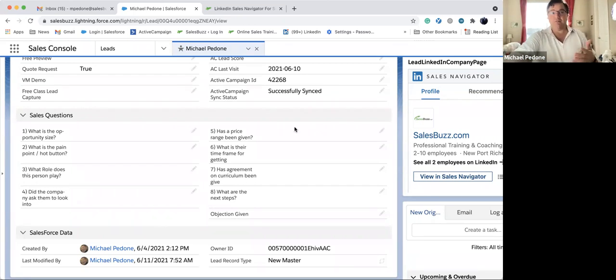Also, look at this. Has a price range been given? Right? You want to have that information in there, and you want to find out if they're qualified in that area. What is their time frame? Right? And for me, has an agreement on the curriculum been reached? So that's one of the things I'm going to have. Did they agree that the curriculum is going to help solve their problem? Right? So how would this work? If you mentioned that you have a certain specific way of handling things for shipping, did they agree that would be a good solution? Or if you're selling software and they have a certain problem and you quickly explain how your software solution will solve that problem, did they agree that those are the kind of features or benefits that they're looking for, right?